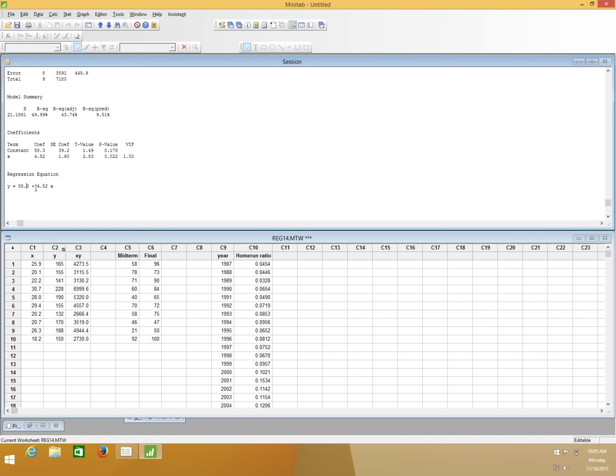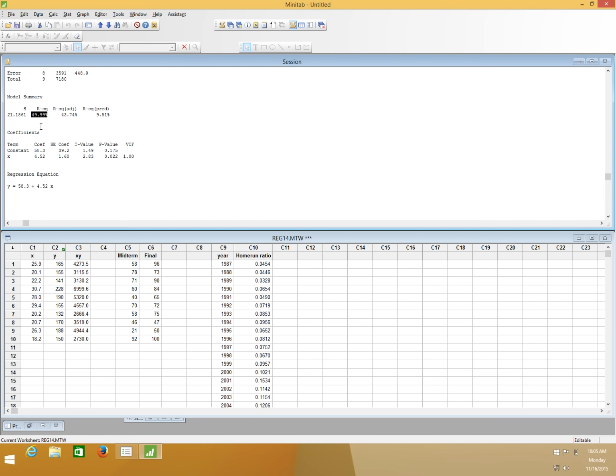This is actually theoretically impossible. I mean, you could never have a body mass index of 0, but we're assuming that if you did, then the amount of cholesterol that you would have would be 58.3. Okay, so there's some other things here. We're going to talk about this in class.